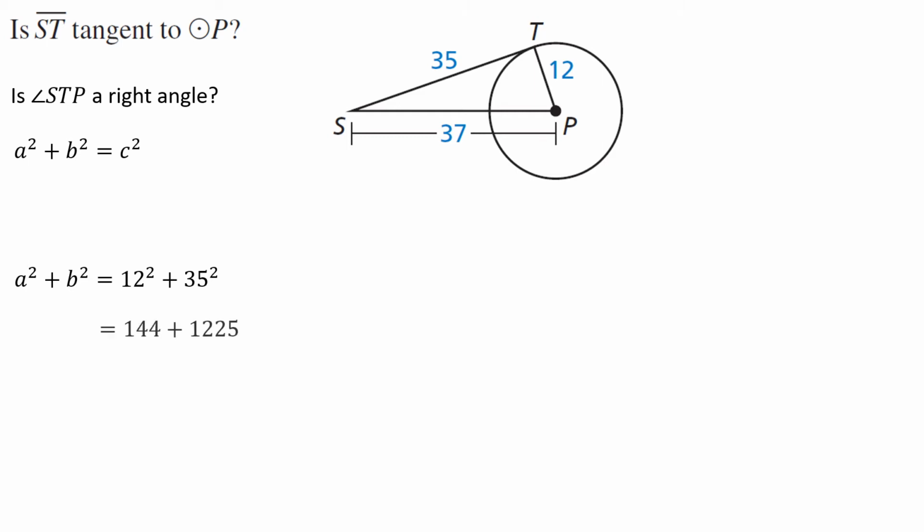If I square each of those values and add them together, I get 1,369. Is that going to be the same as C squared? Let's find out what happens if we square the hypotenuse. Oh my goodness, if we square the hypotenuse, we get the exact same figure. So yes, line segment ST is tangent to circle P. Right? Because if I try to do A squared plus B squared equals C squared, and I get a true statement, it's got to be a right angle.